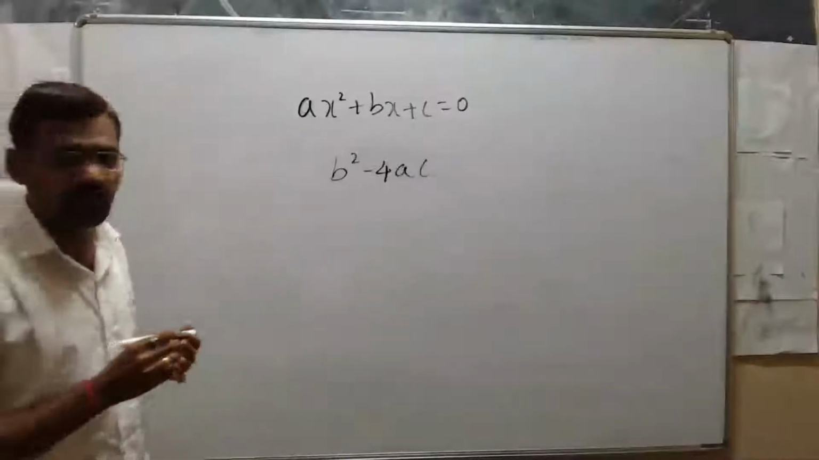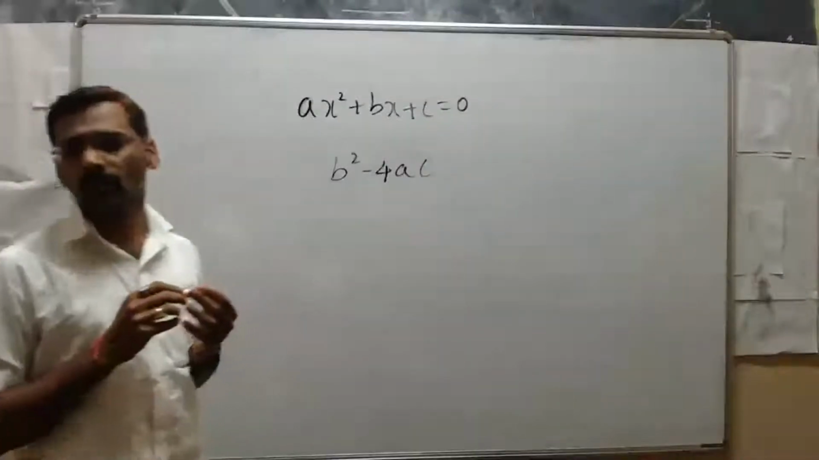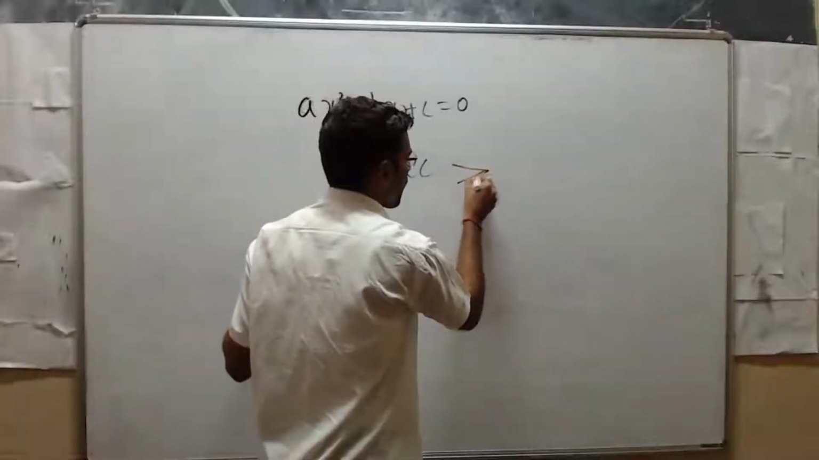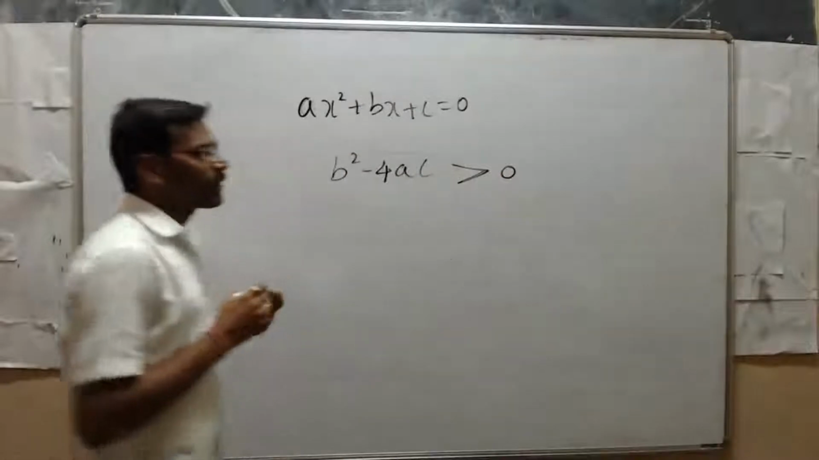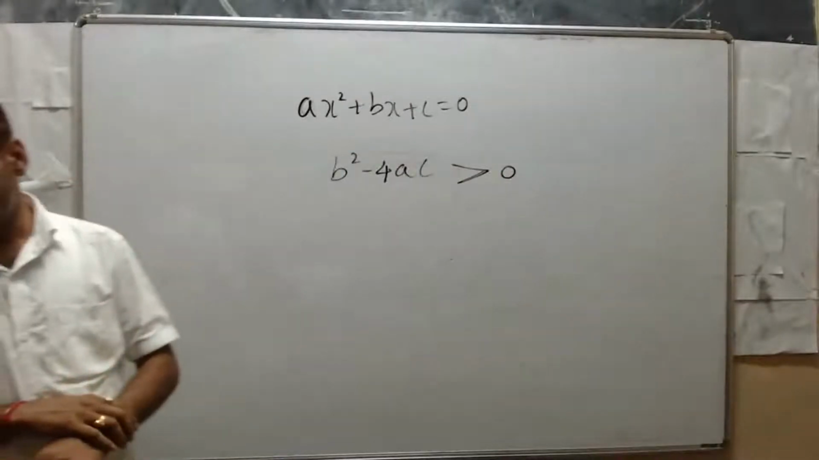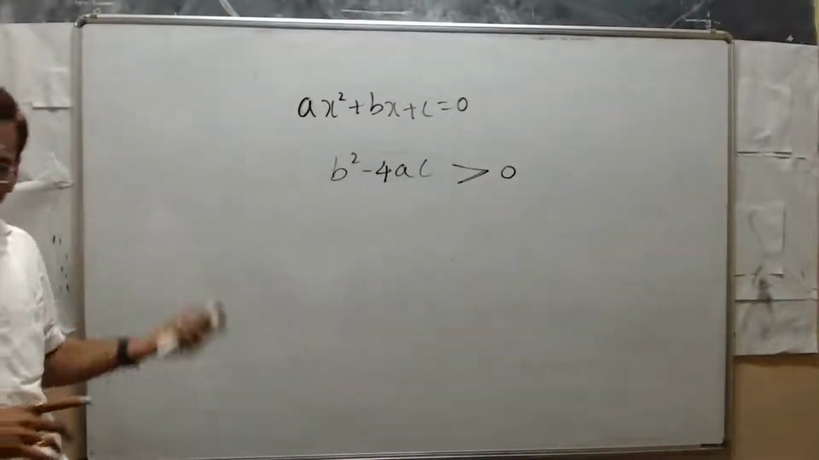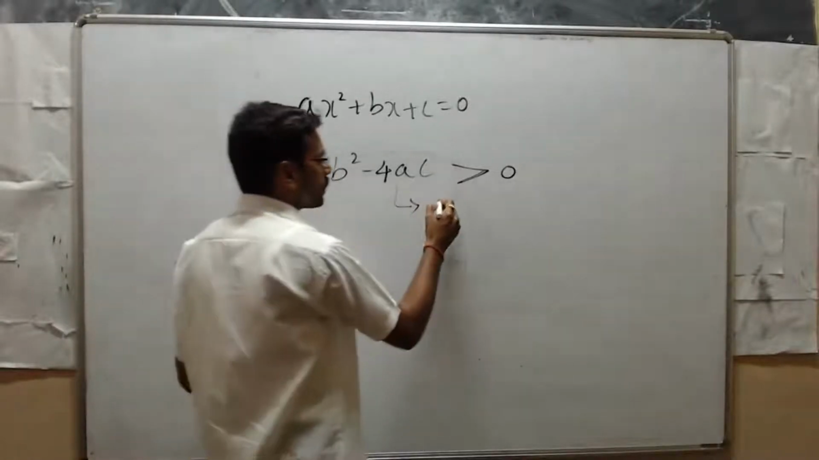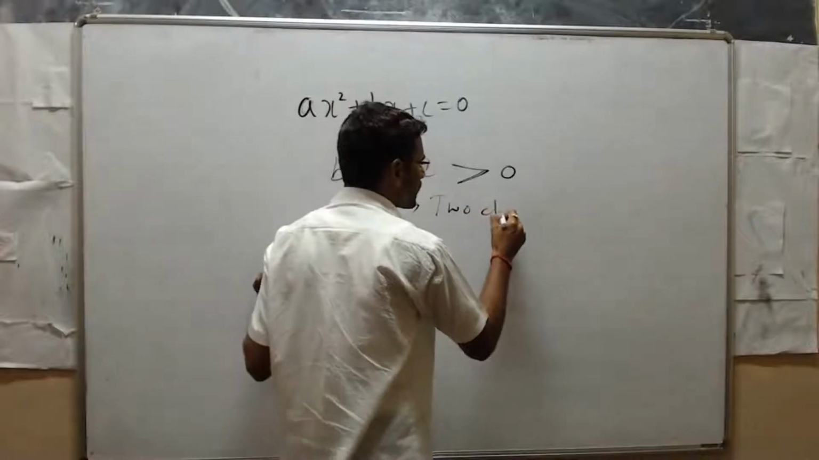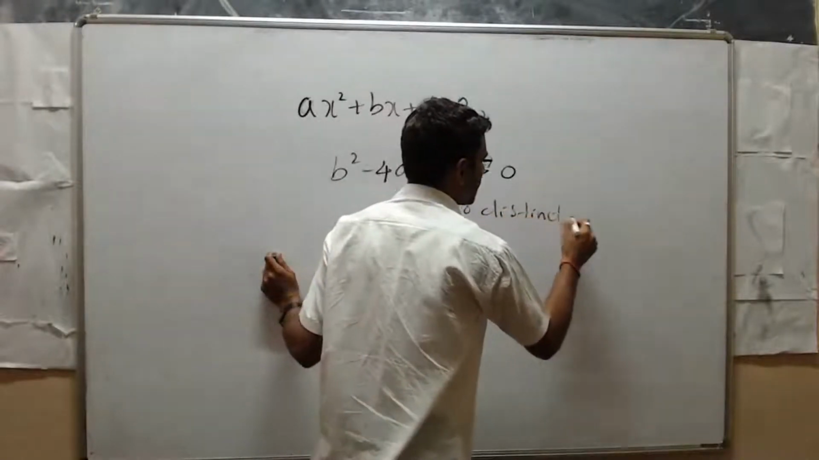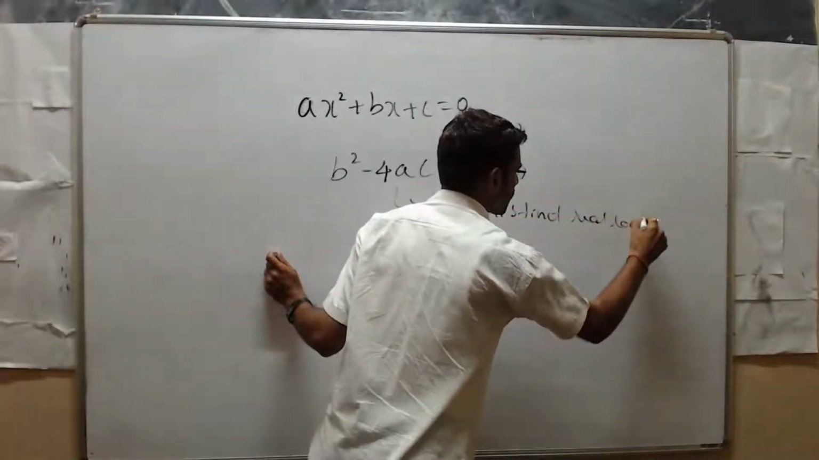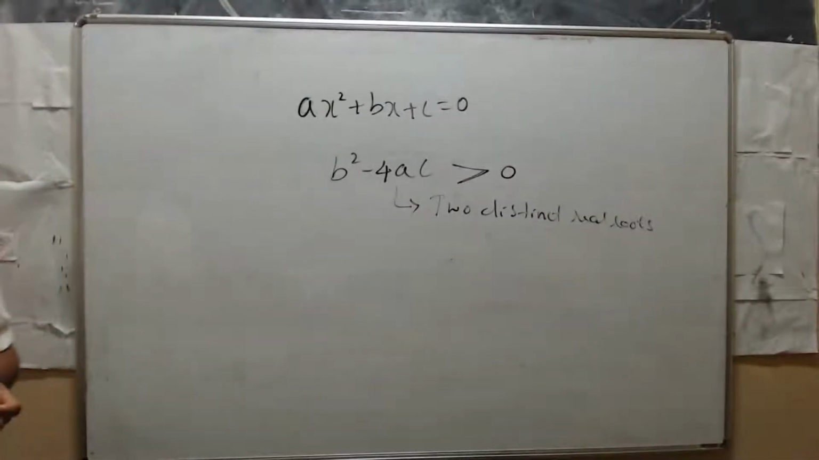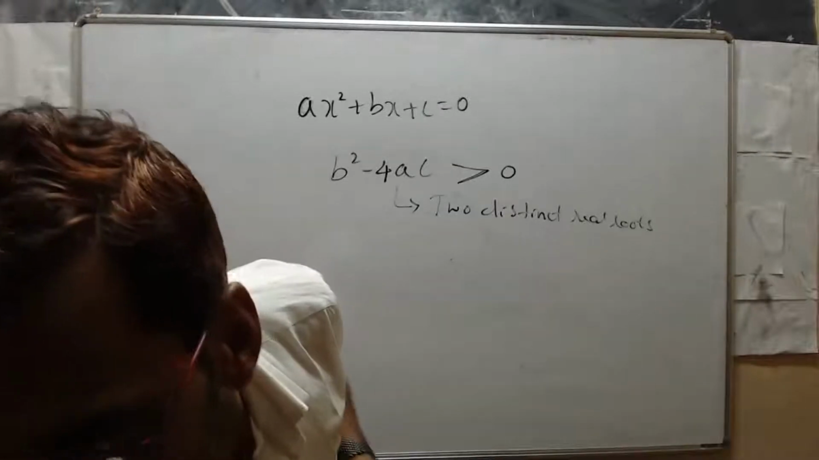If b square minus 4ac is greater than 0, then the nature of the roots is that there are two distinct real roots.